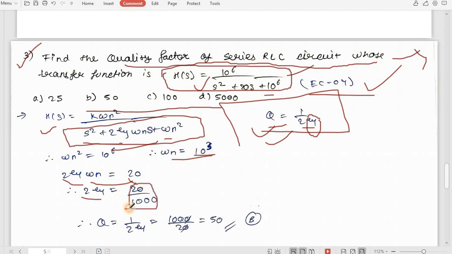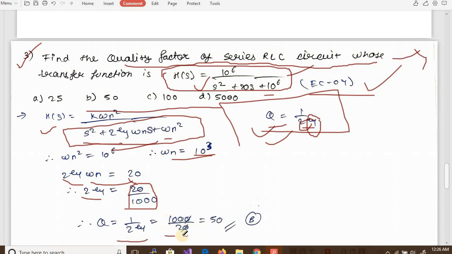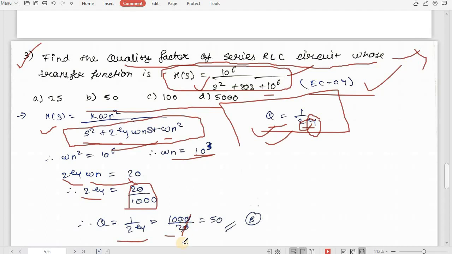Now as we all know, the quality factor formula is 1 upon 2 zeta. We have 2 zeta, so the quality factor will be the inverse of that, so it will be 1000 by 20. If you simplify it, the 0 gets cancelled, you get 100 by 2, so it will be 50.